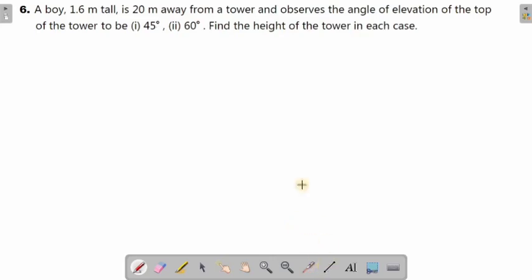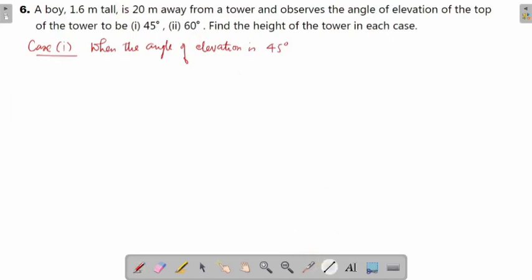So I am doing case 1. Let me write here, it is case 1, that is when the angle of elevation is 45 degree. So you do case 2 by yourself. I'll just draw the diagram for you.